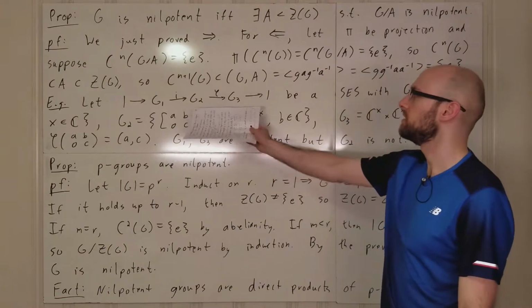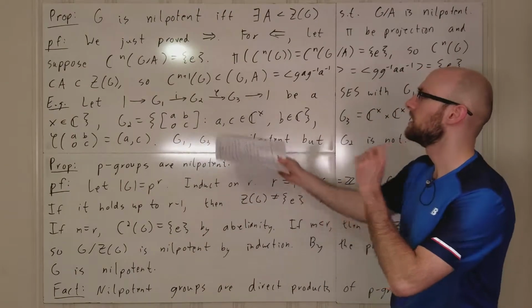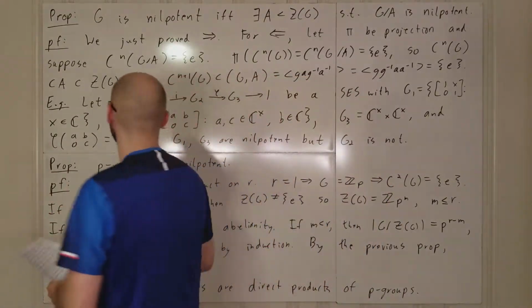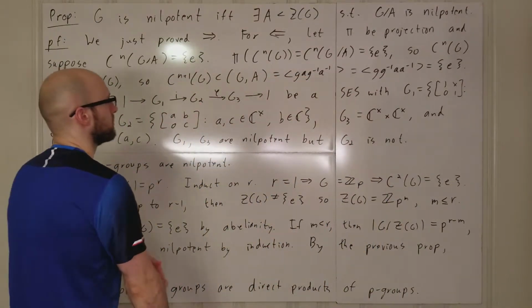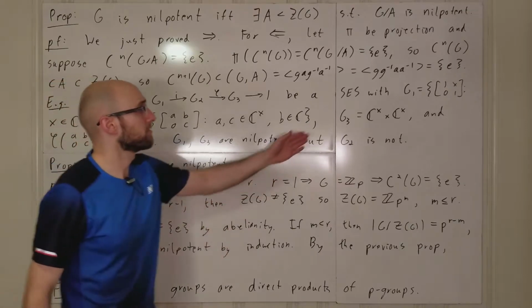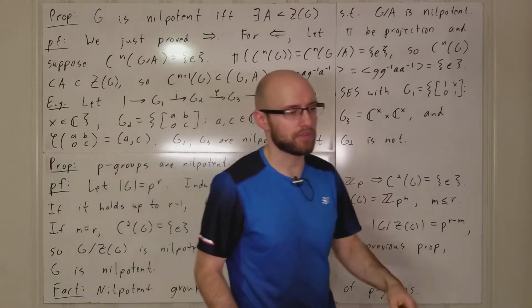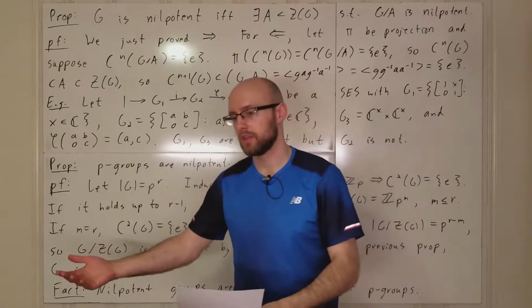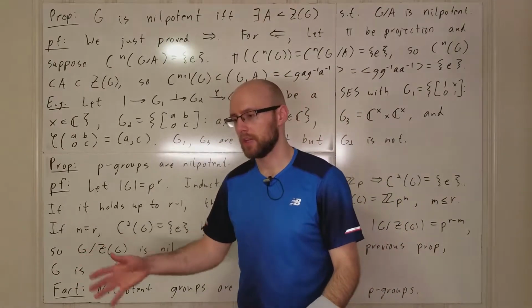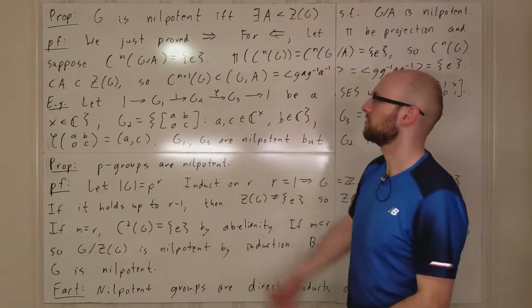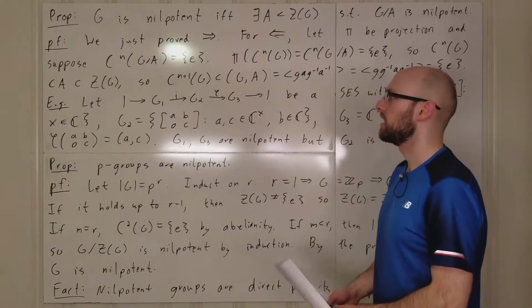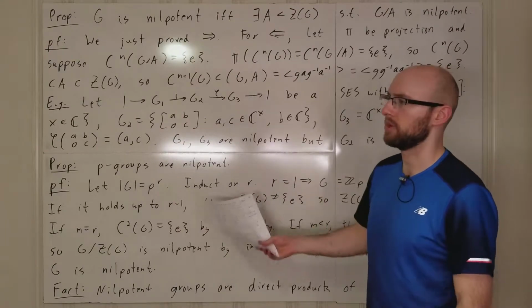We have 1 to G1 to G2 to G3 to 1. Here we're stating this in terms of short exact sequences. It's the same idea. So this is a short exact sequence. The nice thing about working with short exact sequences is we don't have to start with the normal subgroup and then figure out what everything else has to be. We could just take a short exact sequence. But then I guess you have to prove that it's a short exact sequence. Anyways, all the details in this example I'm going to leave for you.